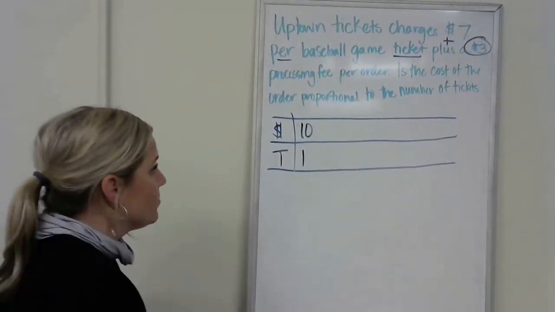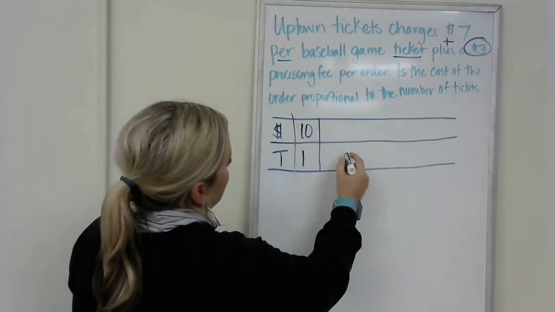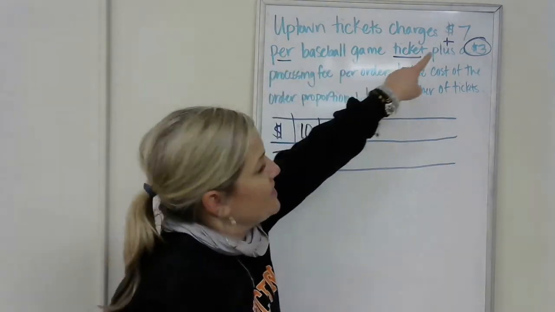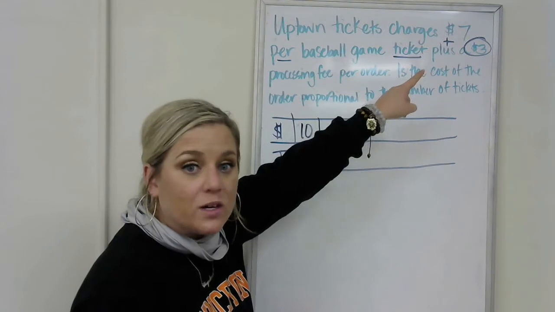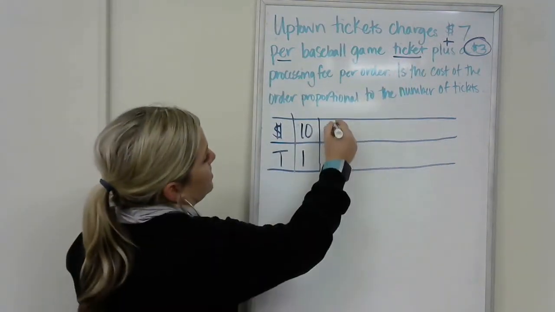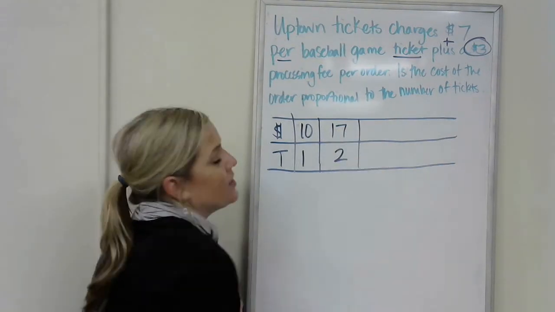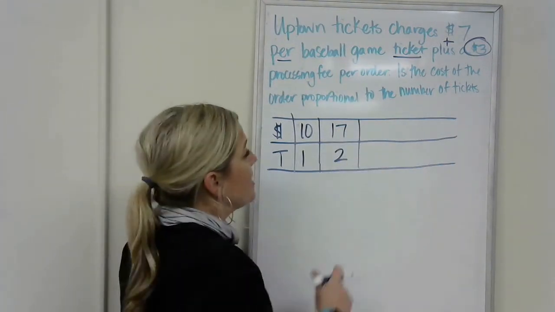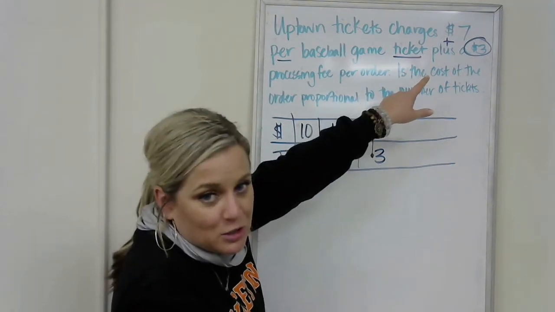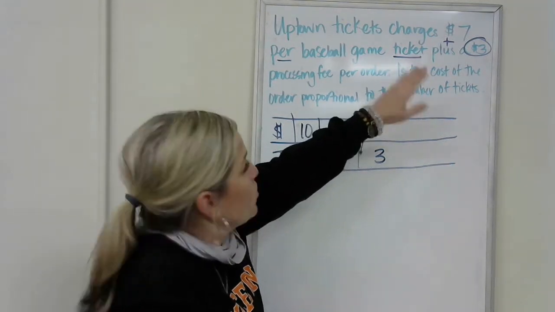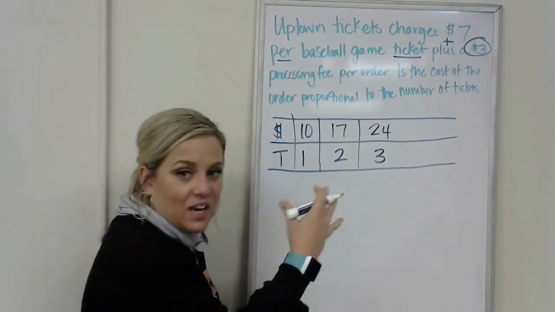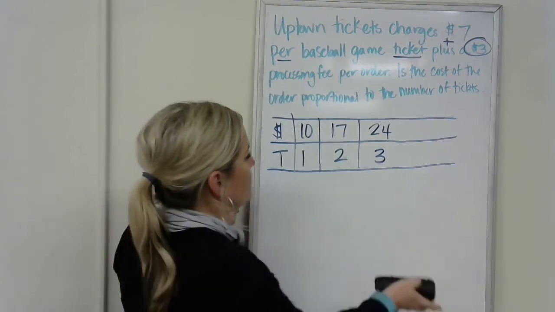Now, let's say I'm going to order 2 tickets. Each ticket is $7. 2 times 7 is 14, and 14 plus 3 is 17. So it would cost me $17 to get 2 tickets. If I wanted to get 3 baseball tickets, $7 per ticket, 7 times 3 is 21, and 21 plus 3 is 24. All right, now I feel like I have enough to go off of.